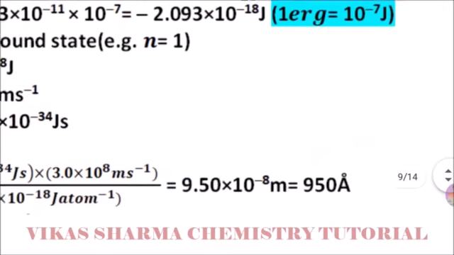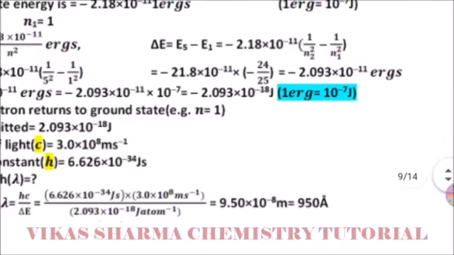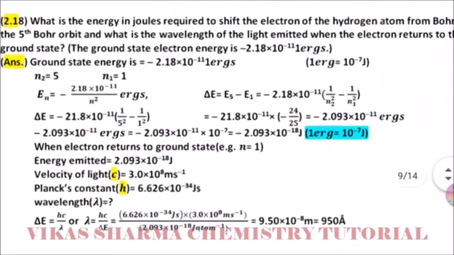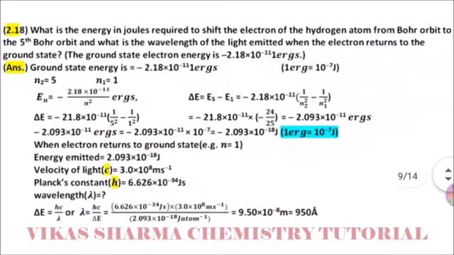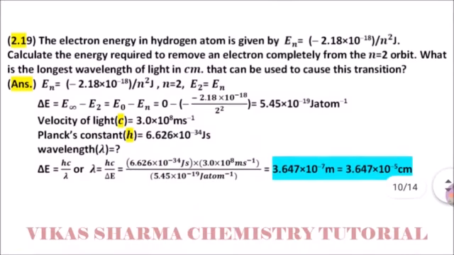So the answer is 9.50 × 10^-8 meter, or 950 angstrom. It is the wavelength of the emitted electron in this question. So students, it's a very lengthy question, and after watching the video you can easily solve this type of question step by step. The next question is 2.19.